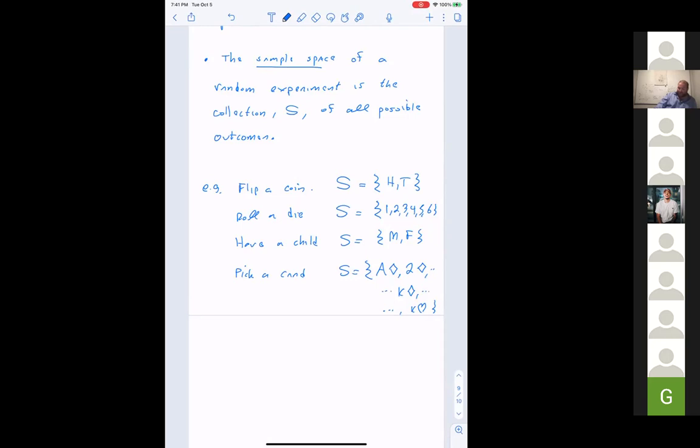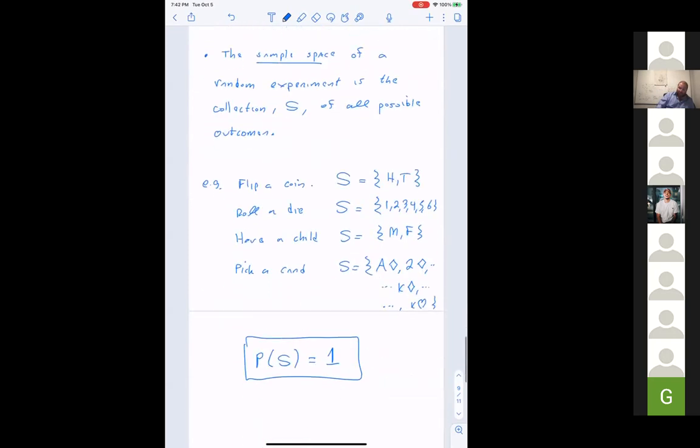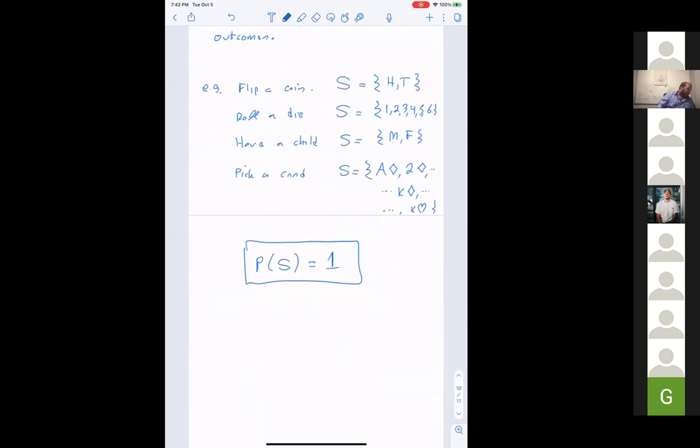But anyways, the sample space is all 52 cards of the deck. What is the probability for any experiment of getting something in the sample space? Should be 100%, right? It's 100% because the sample space is every possible outcome. By its very definition, the sample space is every possible outcome, which means the probability of getting something in the sample space has to be 100% because you are guaranteed to have something in the sample space. That is its very definition. So the probability of getting something in the sample space is equal to 1. This is property number 2 of probability.